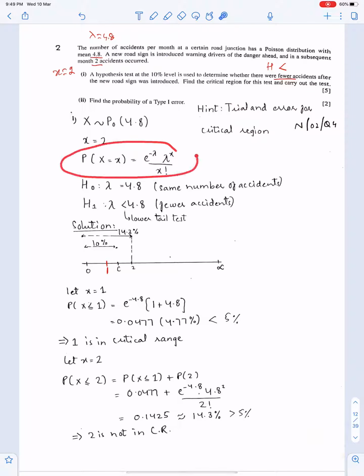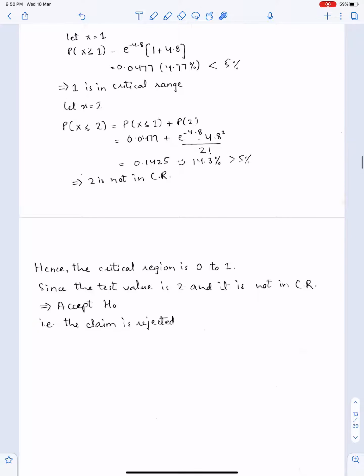This is the formula of Poisson distribution. This is H naught, this is H1, and this is the lower tail test. You have two options, either start trial and error from the test value or start from 1. Here we started with 1 and we got this probability. So 1 is in critical region. And this probability, X less than or equal to 2, is 14.3. So 2 is not in critical region, and your test value is also 2. So you have to accept H naught and you have to reject this claim that lambda has decreased. The claim is rejected.